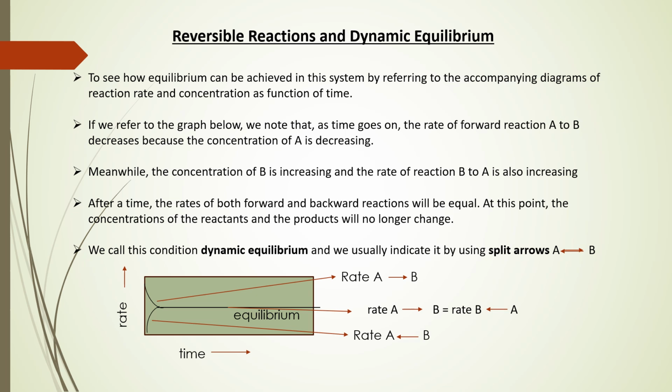After a time, the rates of both the forward and backward reactions will be equal. At this point, the concentrations of the reactants and the products will no longer change. We call this condition dynamic equilibrium, and we usually indicate it by using split arrows.